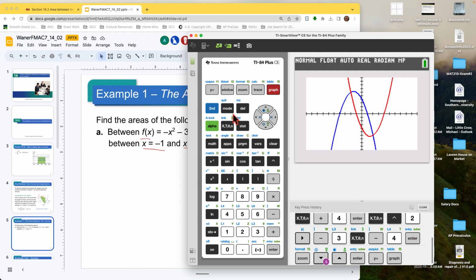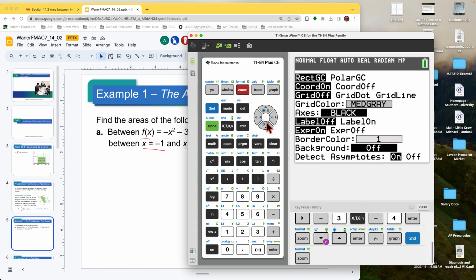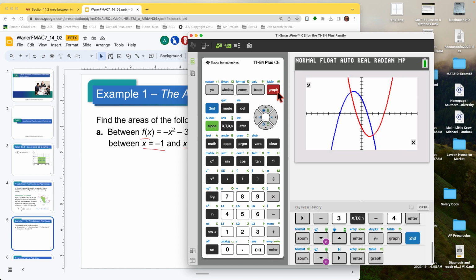I think there's maybe a format option. If I go second format, let's see what happens if we turn the labels on. I think that means it will label the graphs. But no, that just gives us x and y.